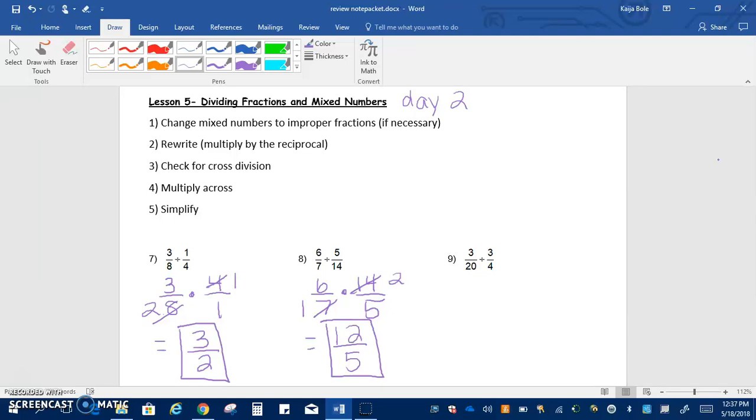And number 9 here, again, just going to go right to multiplying by the reciprocal. So I have 3/20 times 4/3. Here I can cross divide both ways. So my 3's become 1's. You can both divide by 3. And with my 4 and my 20, I can divide both of those by 4. So my 4 becomes a 1, and my 20 becomes a 5. So now I just multiply straight across, and I end up with 1/5.